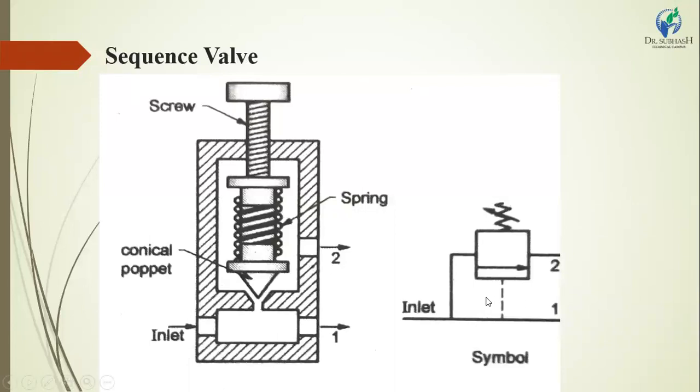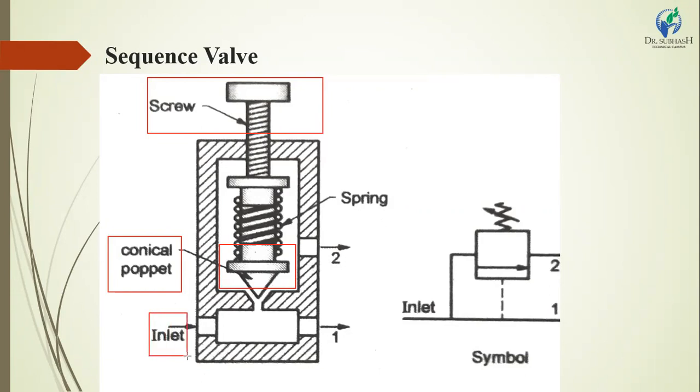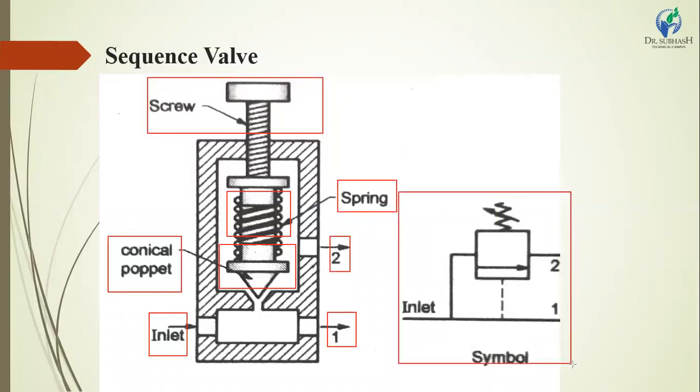Next is a sequence valve. Here we can see the adjusting screw for adjusting the pressure inside the valve and hydraulic circuit, the conical poppet for the flow path, and the oil can flow from this passage. Here is the main inlet from the hydraulic pump and motor set. Here are output 1 and output 2. Two outputs are given. A spring is attached to set it back into the original position, and here is the hydraulic symbol for a sequence valve.